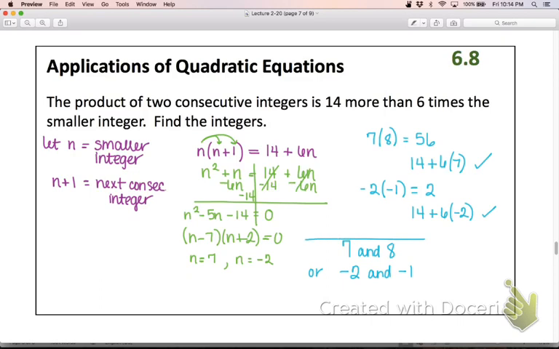Now, just make sure that you read the problem really carefully, because sometimes it'll say things like 2 consecutive positive integers. If that was the case, then 7 and 8 would be the only correct answer. So you just have to make sure you read carefully. So there's one example.